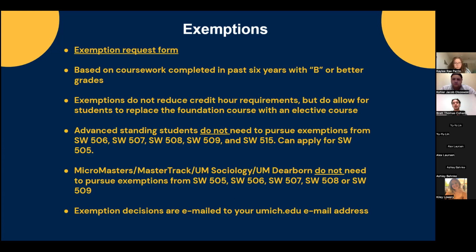Using an exemption does not reduce the total number of credit hours required to complete your degree, which for a 16 or 20-month student would be 60 credit hours. I believe for advanced standing it is 45. You would still need to meet that requirement, but you could replace the foundation course with an elective course instead.